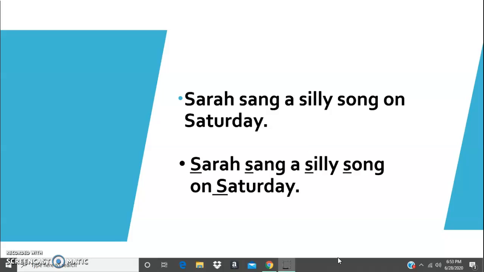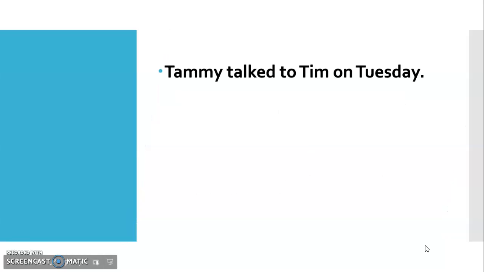Now I am going to write another example on the board. Please copy it down. Tammy talked to Tim on Tuesday. Okay, I'm going to ask myself, what beginning letter do I see being repeated several times in this sentence? Looking at the sentence, I see that the beginning letter T is being repeated, so I am going to underline it.